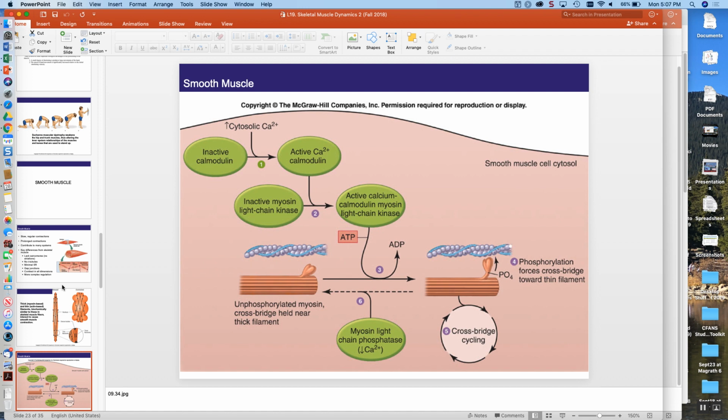Yes, this is one that I would star. Smooth muscle is not striated. It's not organized the same way. It doesn't have troponin, doesn't have tropomyosin, doesn't have sarcomeres. It does have actinomyosin, and it does require an increase in intracellular calcium. So those are the similarities.